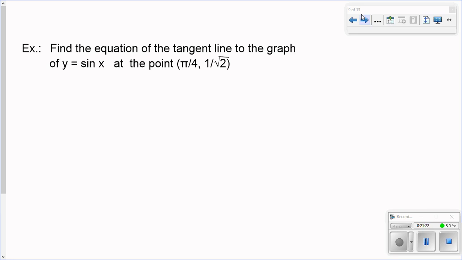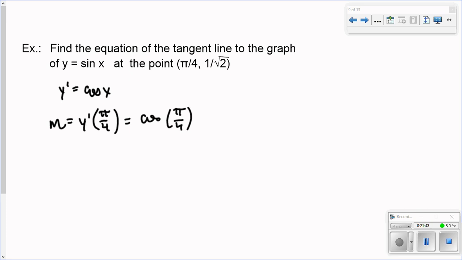Okay, so I'm going to find this equation of a tangent line. So we've got to take our derivative. Derivative of sine is cosine. Okay, and I want to find the slope, which is y prime evaluated at pi over 4. That would be the cos of pi over 4, and the cos of pi over 4 is 1 over root 2.